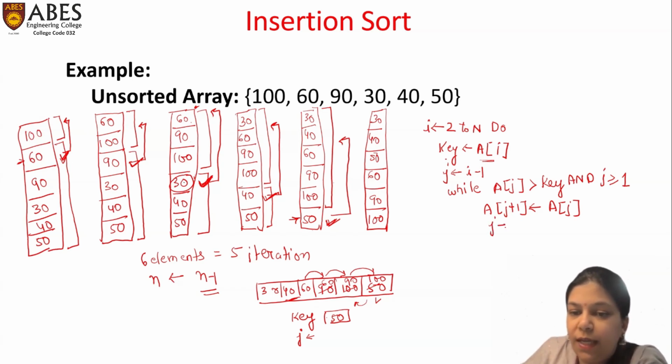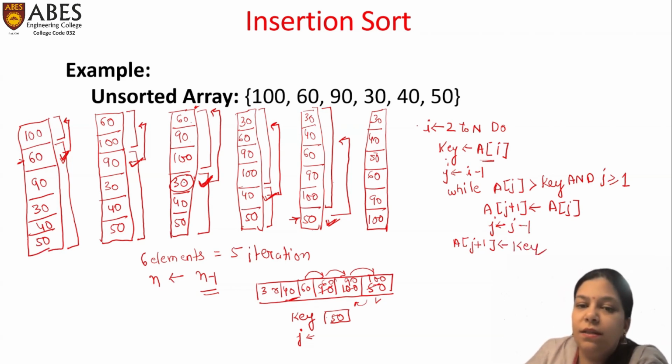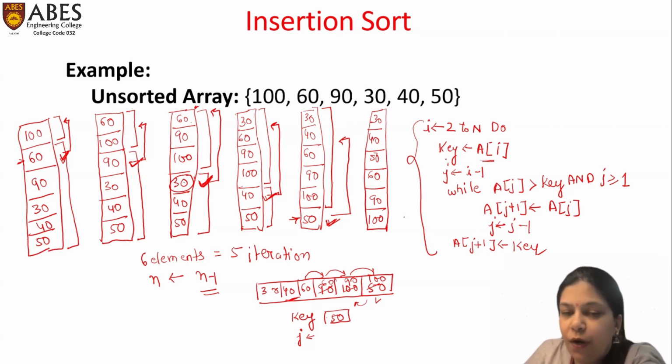Repeatedly, we have to decrease the value of j, that is j is equal to j minus 1. Right. When we come out of this while loop, we have to simply place the value of key at the j plus 1th index. This is how this insertion sort is going to work.